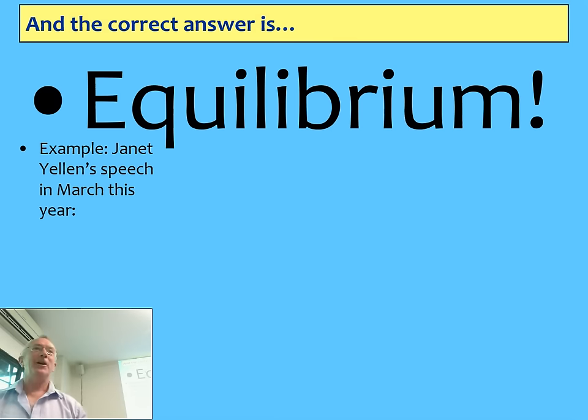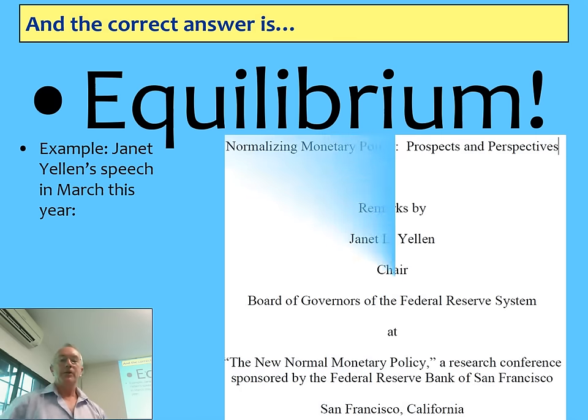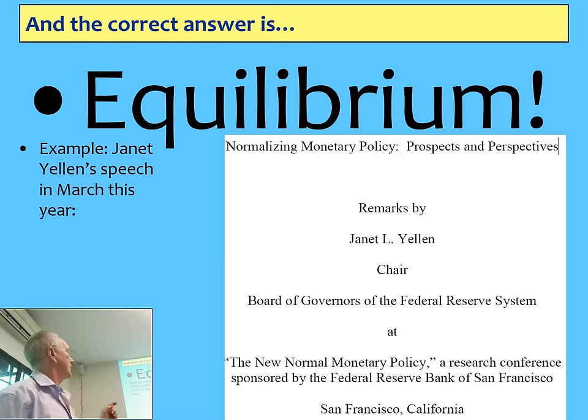I'll give you an example from Janet Yellen, who of course is now the chairperson of the Federal Reserve. And you would want somebody chairing the Federal Reserve after as enormous a crisis as 2008 to be thinking a bit differently, because obviously she is somebody who had no idea the crisis was coming. So she wrote a paper in March this year called Normalizing Monetary Policy, Getting Back to What We Used to Do Before the Crisis. That's what she had in mind.